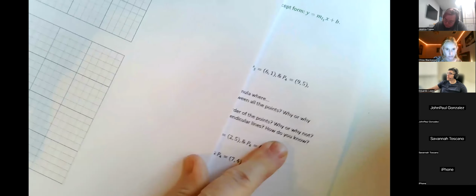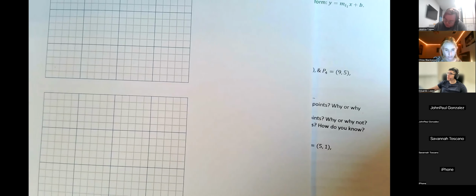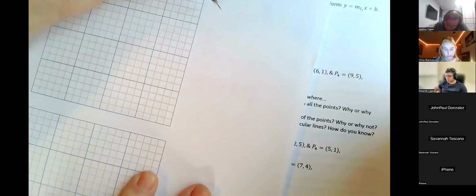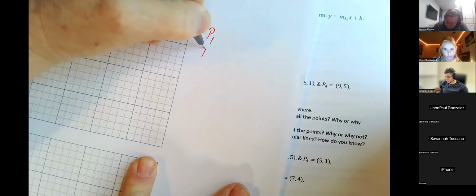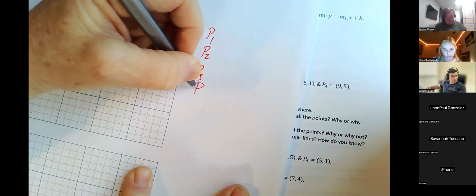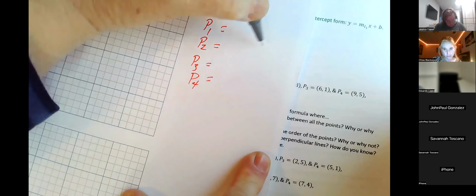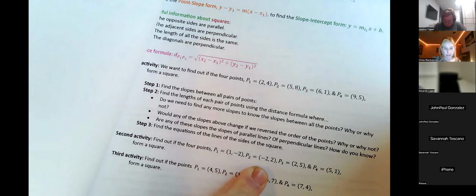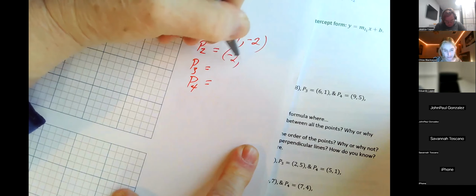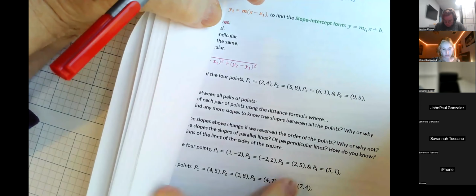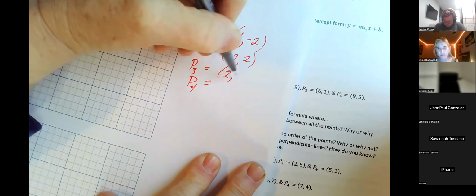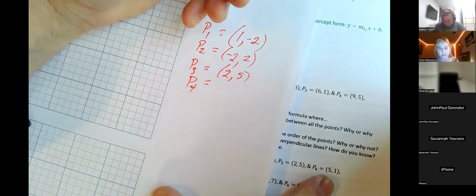Okay. Some students are having trouble seeing me, so that's unfortunate. So let's see, activity 2. Could somebody read me the points for activity 2? Let's see. That's 1, negative 2. Negative 2, 2. 2, 5. And 5, 1.